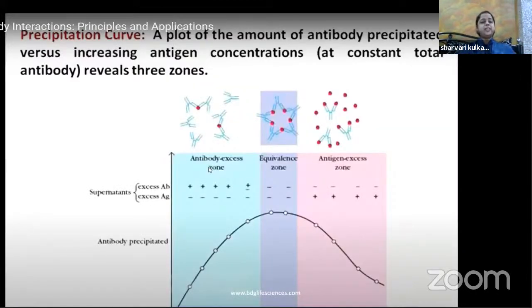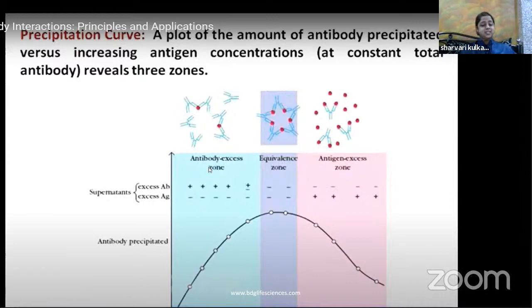Now, this is how the precipitation curve is explained. It shows the amount of antibody precipitated versus increasing antigen concentration. If you see the X and Y axes, it reveals 3 zones: antibody excess zone, equivalence zone, and antigen excess zone. In the first portion, it is antibody which is present in excess.